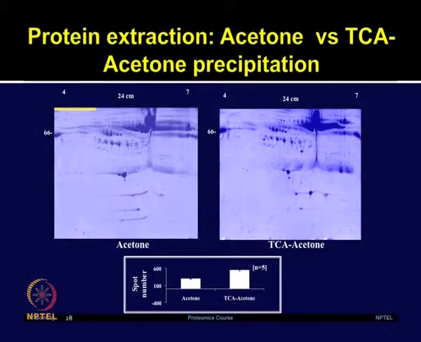So, we used this modified procedure of TCA acetone precipitation, where we used depleted, desalted and sonicated serum. We also compared the effect of acetone alone or TCA acetone precipitation. As you can see in this slide, the left one shows the overall protein spots present in the acetone alone treatment, and the right side shows the TCA acetone precipitation. Overall, more spots were resolved on the TCA acetone precipitated gel.